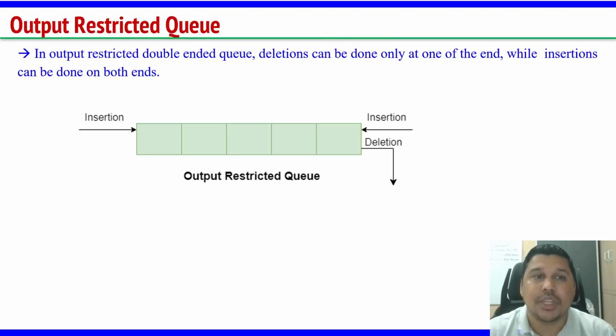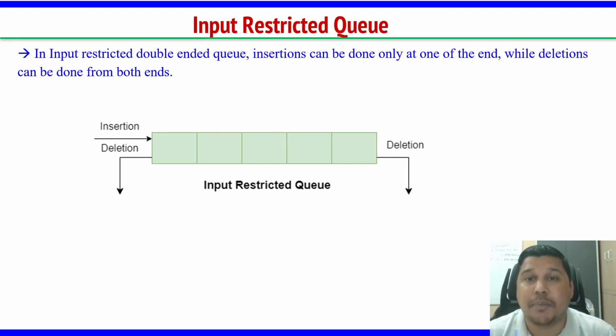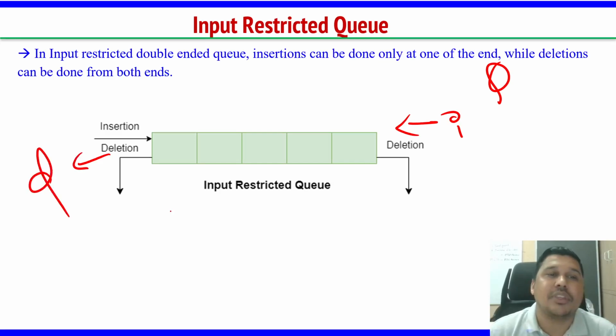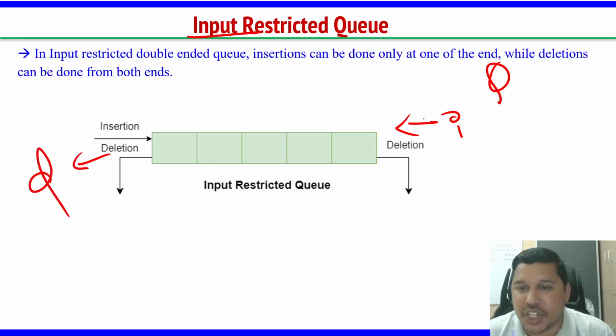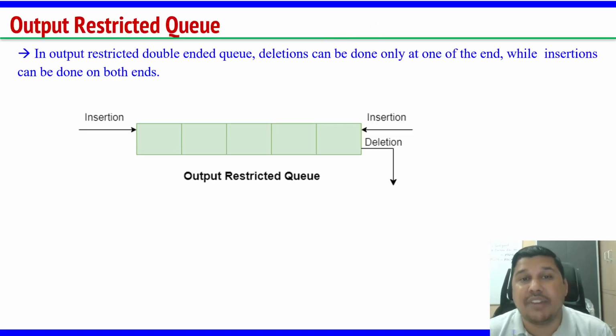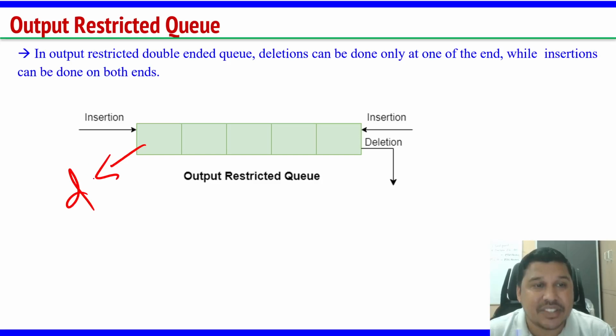Whereas the next one is the output restricted queue. The general principle of a queue is insertion here and deletion here, so in input restricted, this insertion you cannot do. In output restricted, where we normally delete elements, that is restricted. I cannot delete elements from the beginning, only from the end, but I can insert elements at both ends.